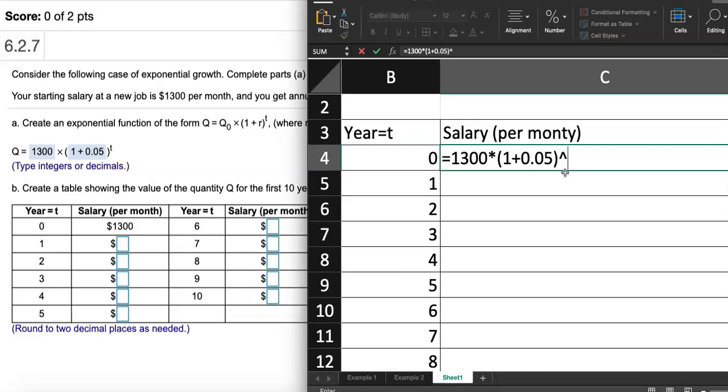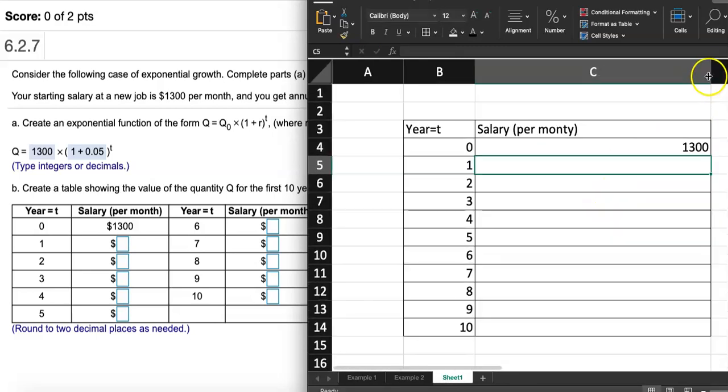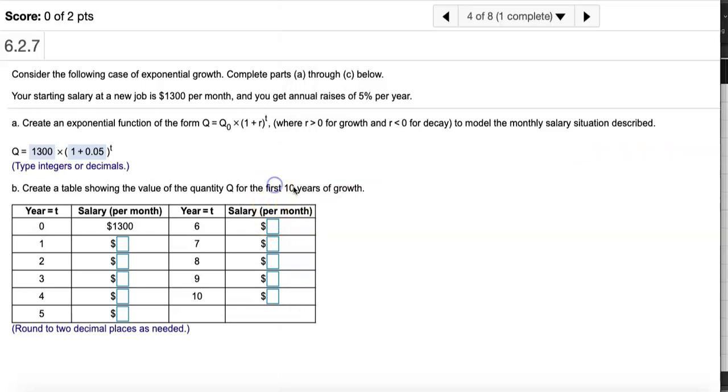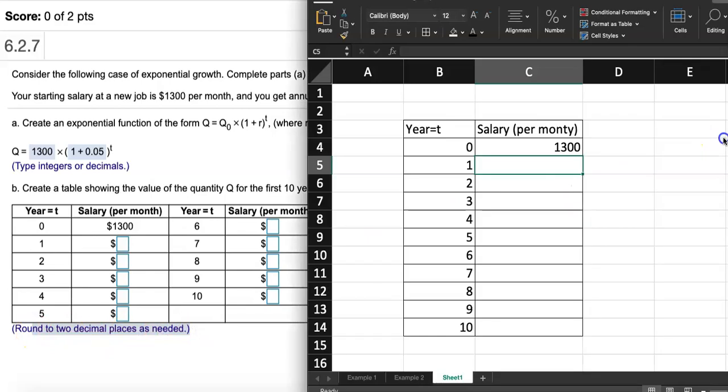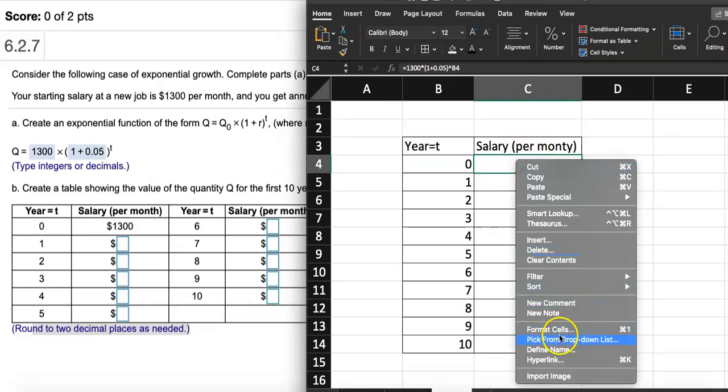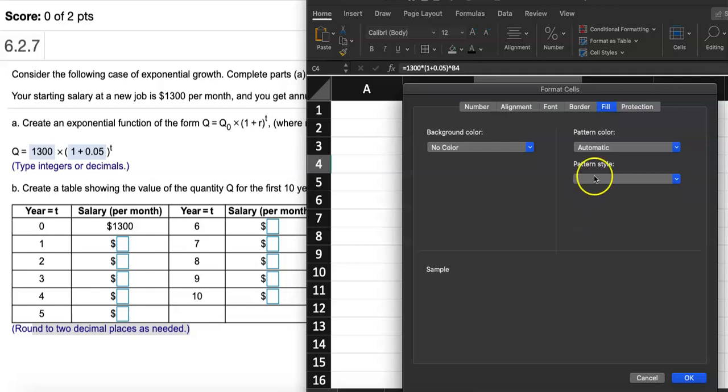0.05 raised to the year next to this is 0. So if I hit enter, I get that the salary is, this cell is too big, 1300. And this is round to, how did they want you to round it? Round to 2 decimal places as needed. So what I'm going to do is I'm going to go ahead and format this cell so that it is rounded to 2 decimal places.